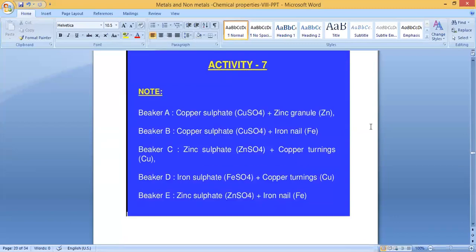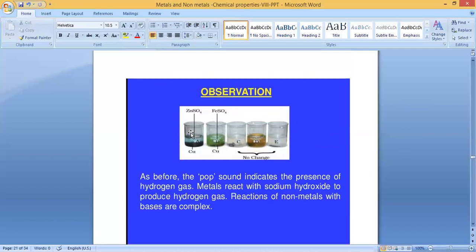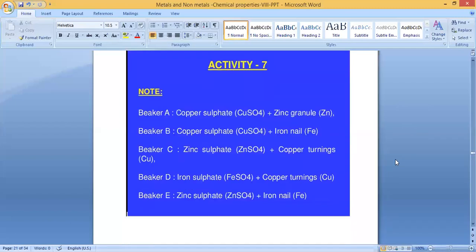Similarly, you can take 5 beakers. In one, copper sulfate and zinc granule; in the second, copper sulfate and iron nail; then zinc sulfate and copper turnings; iron sulfate and copper turnings; and zinc sulfate and iron nail. So you are taking different metals, non-metals and base. Let us see what is going to happen in the different beakers. Here you see you have taken 5 beakers. The things you have taken are: copper sulfate and zinc granule, copper sulfate and iron nail, zinc sulfate and copper turnings, iron sulfate and copper turnings, and zinc sulfate and iron nail.